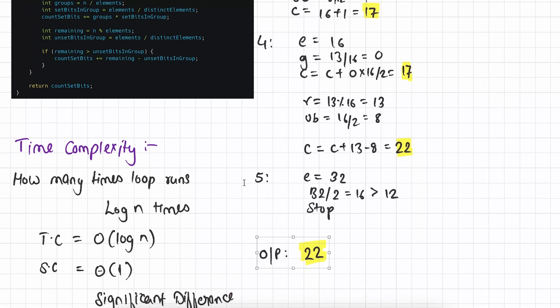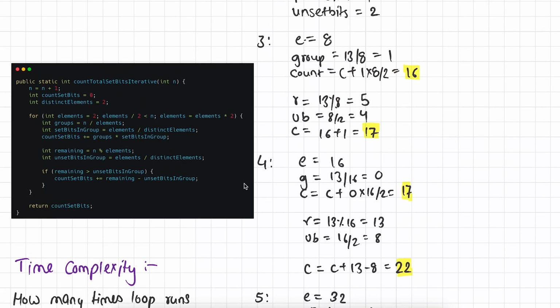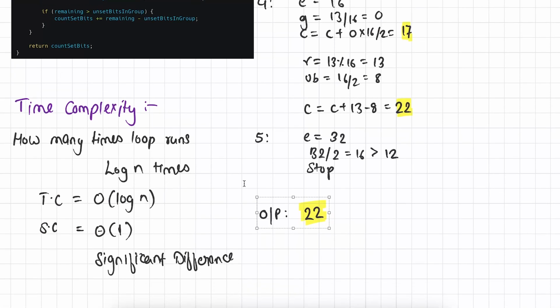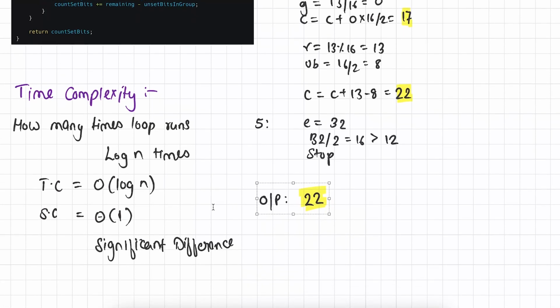And talking about the space complexity, we are not using any extra space to solve this problem. We are simply using some variables and constant space. That's why the space complexity of this solution is theta of 1. And if you compare the space complexity with the previous approach, which we discussed in the previous video, you see that there is a significant difference in space complexity. In the previous approach, we were using log n space, but in this approach, we are only using constant space.